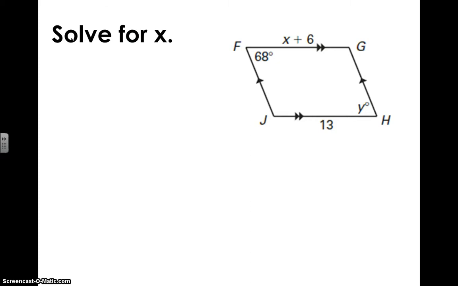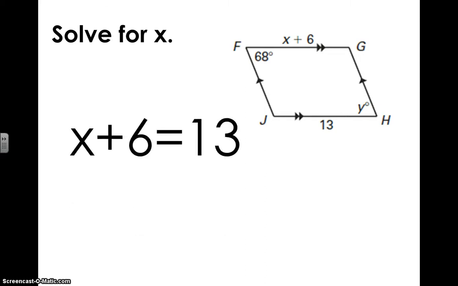So then we have this example problem where you are trying to solve for x, and you have x plus 6, which is line FG, and line JH is 13. Well, because those two lines are parallel and congruent, we can write x plus 6 equals 13, and then when we solve it, we find out that x is equal to 7.